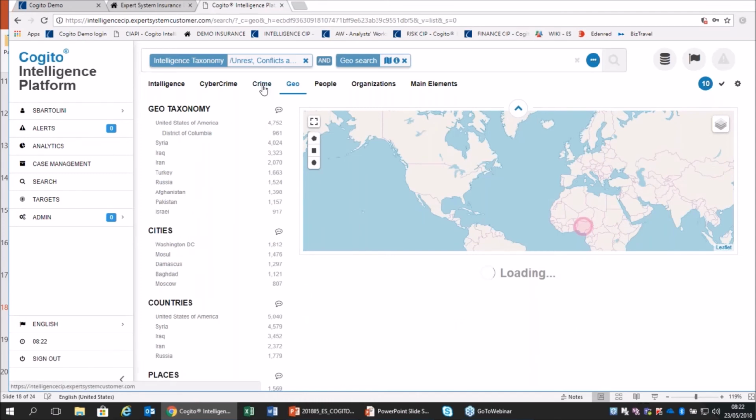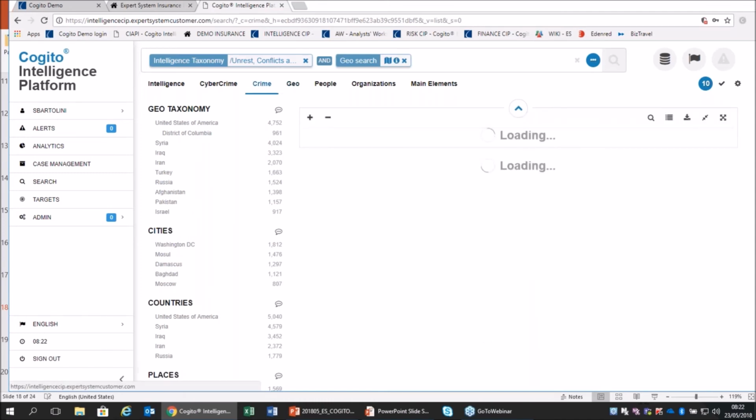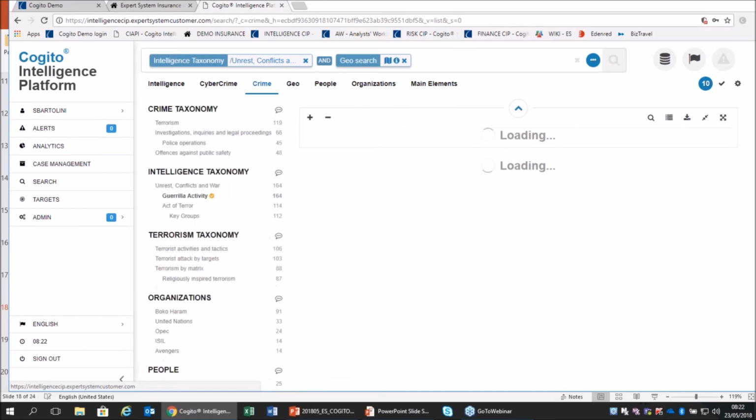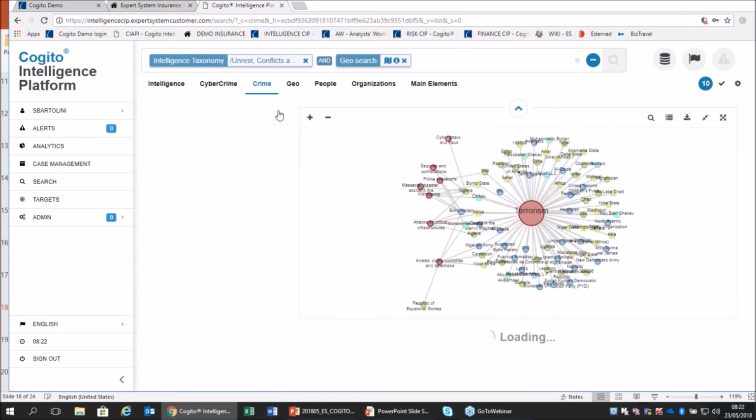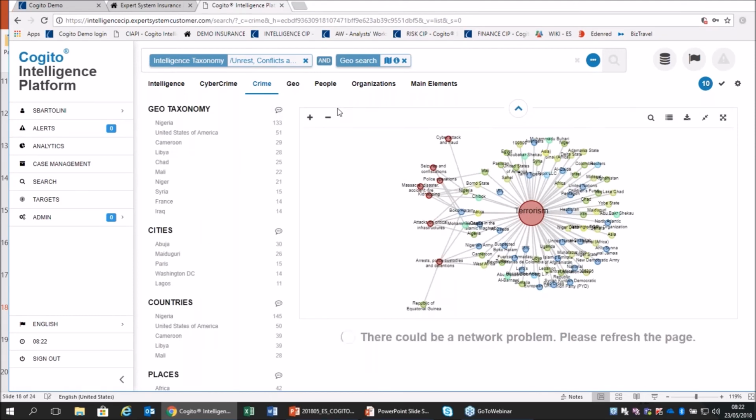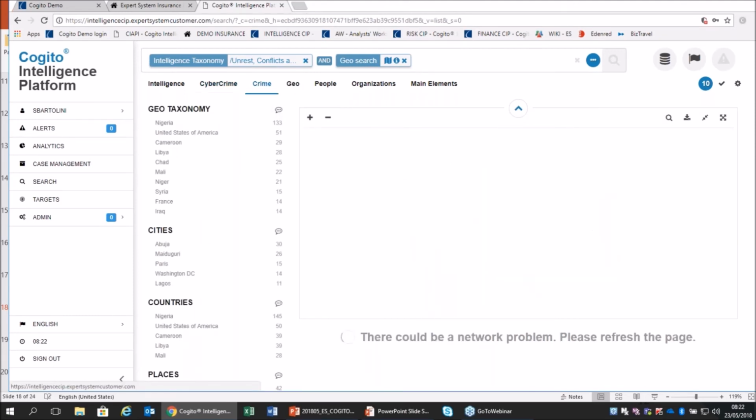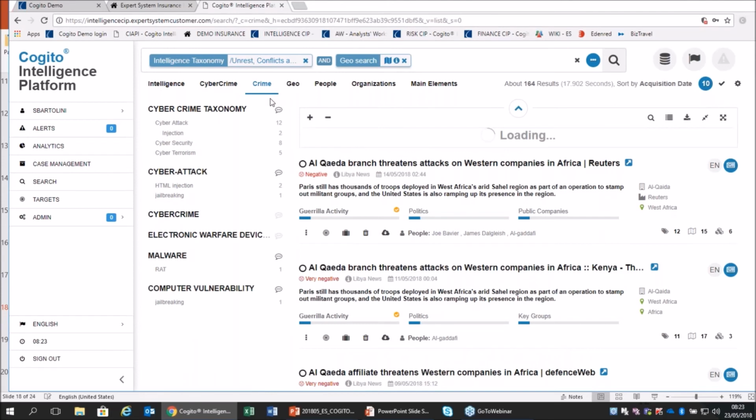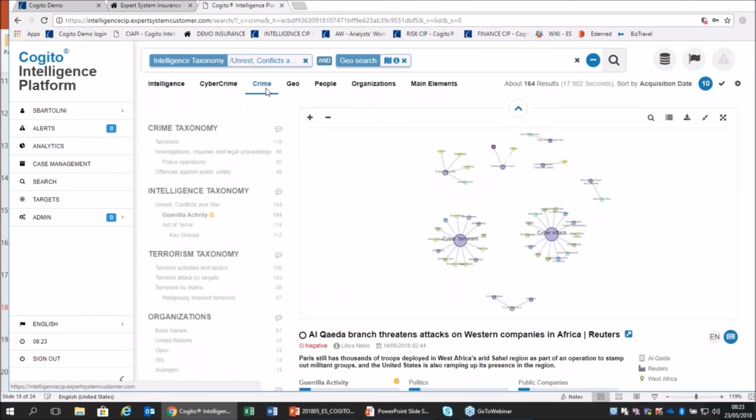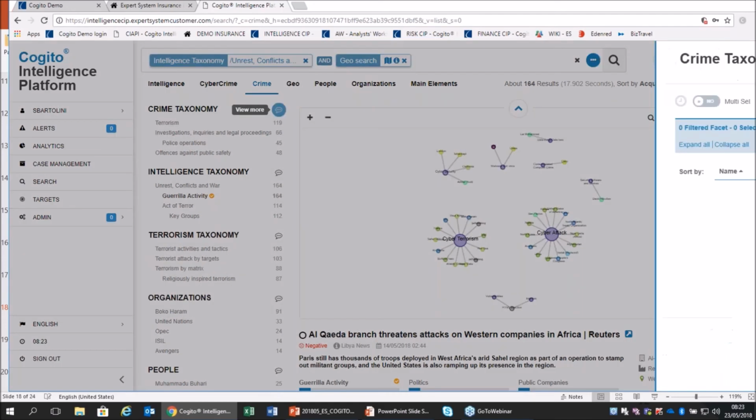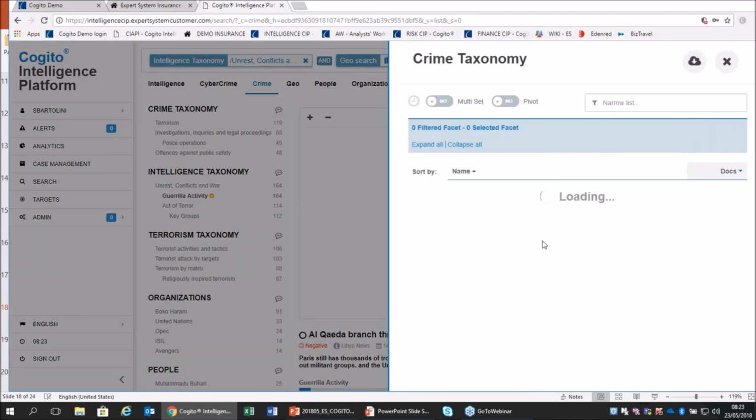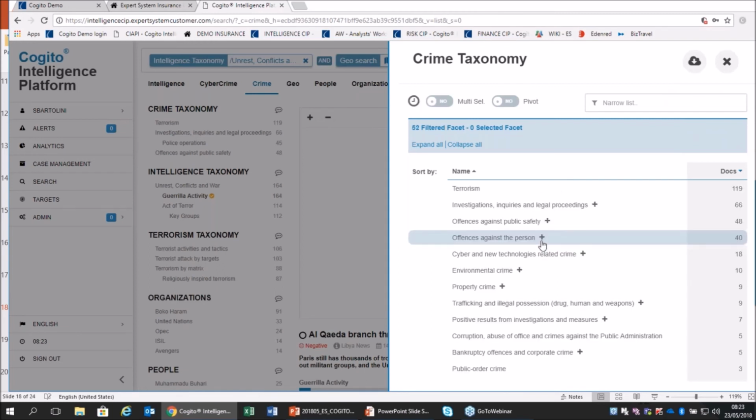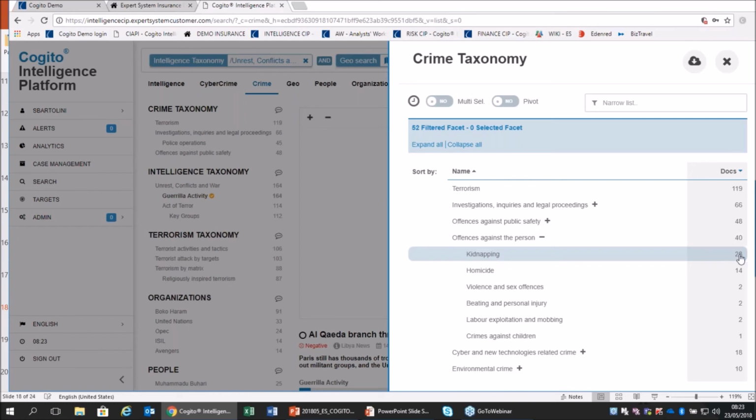When I look at crime, because I want to analyze possible risk in this area, I'm going to see in my categories, for example, offense against person, because it's relevant information that I can extract. If I'm looking at offense against person, I can see that kidnapping has a lot of documents related to it.